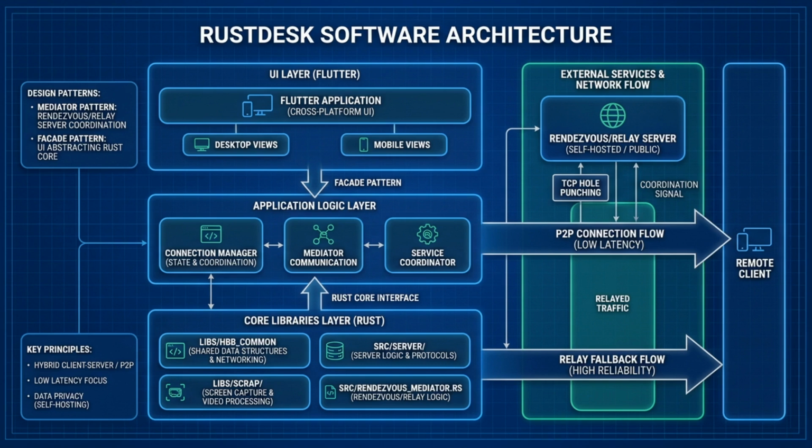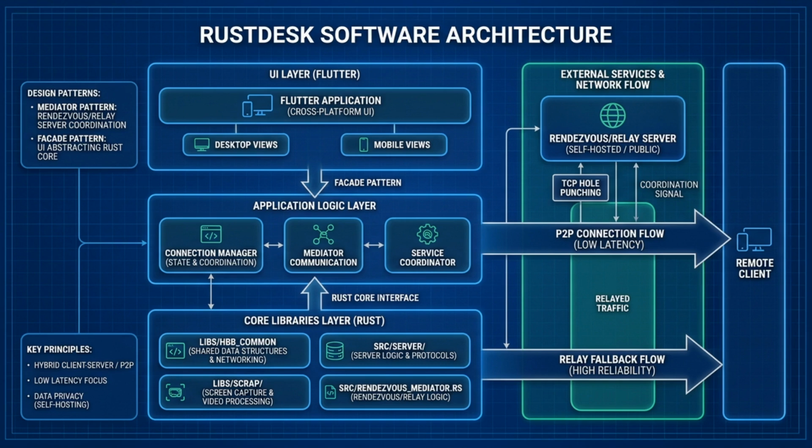Rustdesk's architecture is a hybrid model that prioritizes direct peer-to-peer connections. Here's how it works. When you start a session, your client contacts a central coordination server, which is called a rendezvous server. Think of this server as a matchmaker. It introduces the two clients and helps them establish a direct connection using a technique called TCP hole punching to get through firewalls. Now, if that direct link can't be made, the server seamlessly switches to a relay mode. It routes the traffic itself to make sure the connection goes through.